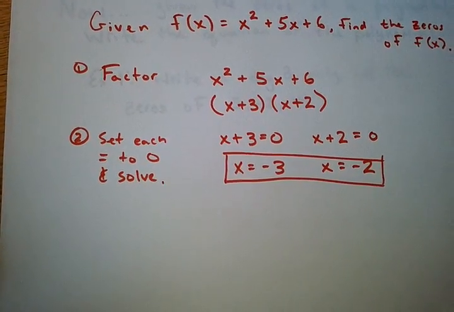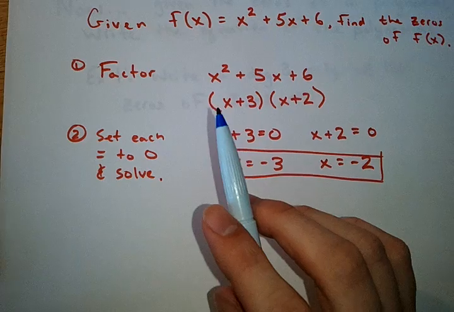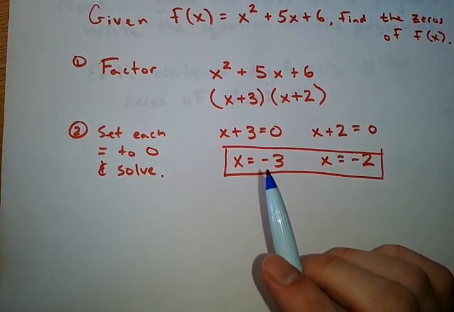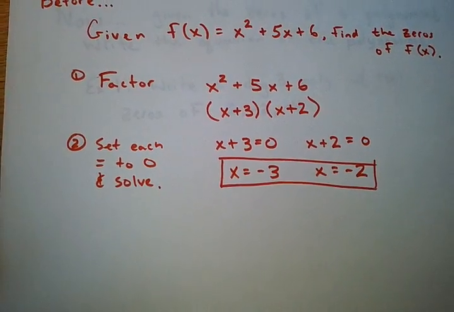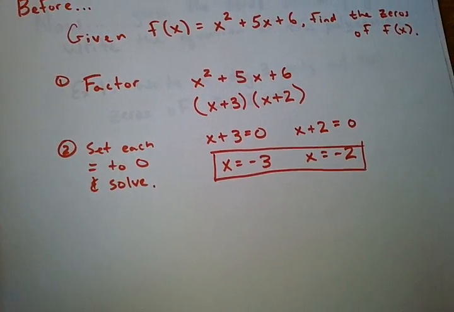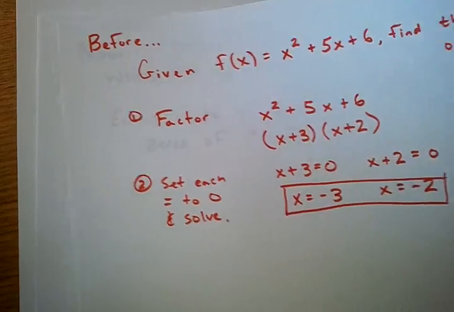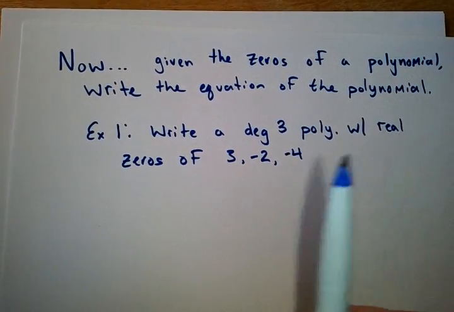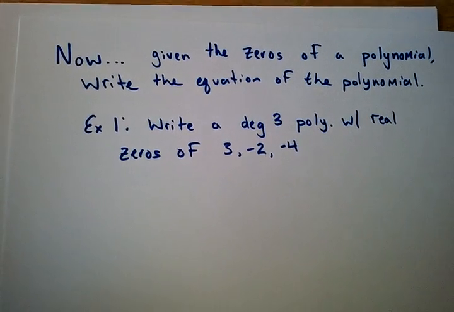When we did a bunch of these, we noticed that we had this pattern. If you see x plus 3 as a factor, the solution is going to be x equals negative 3, and so on. Well, that was then. Now we're going to do the reverse of this. Given the zeros of a polynomial, can we write the equation? And in fact, we can.